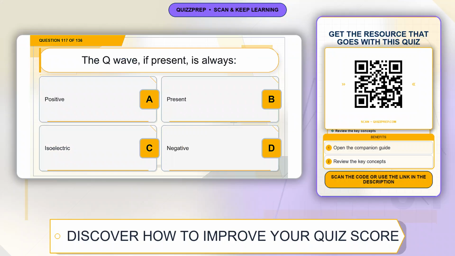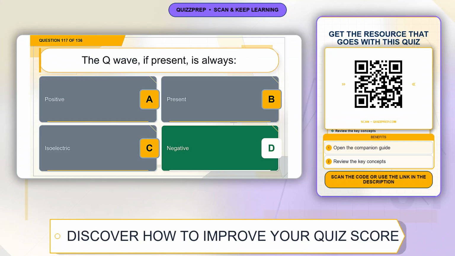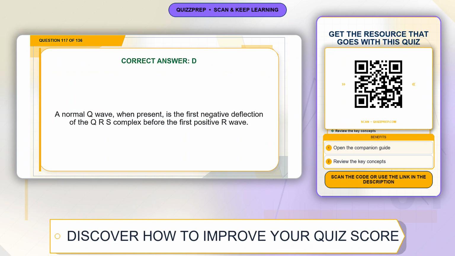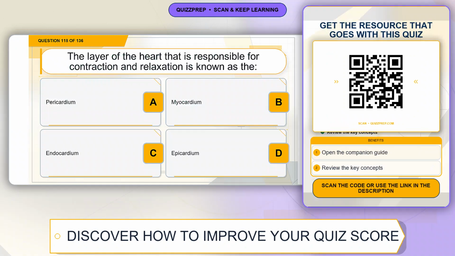Question 117. The Q wave, if present, is always option A, positive, option B, present, option C, isoelectric, option D, negative. The correct answer is option D, negative. Explanation. A normal Q wave, when present, is the first negative deflection of the QRS complex before the first positive R wave.